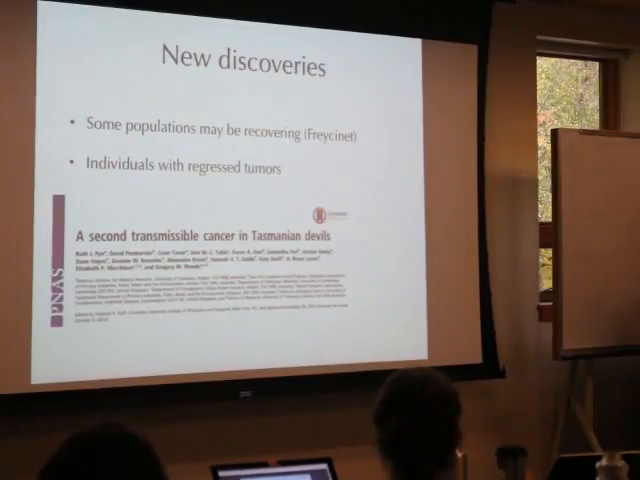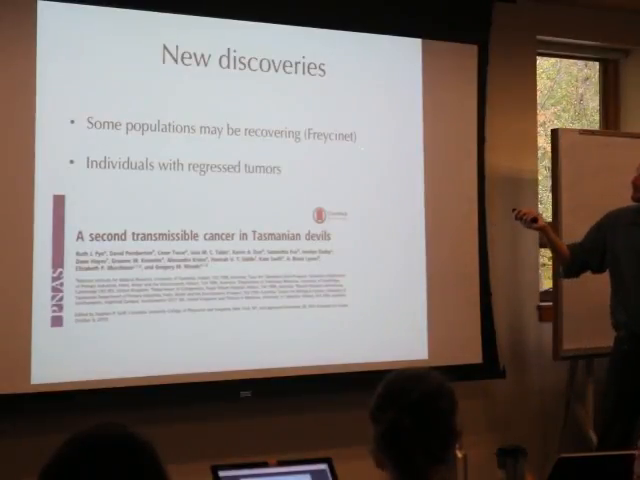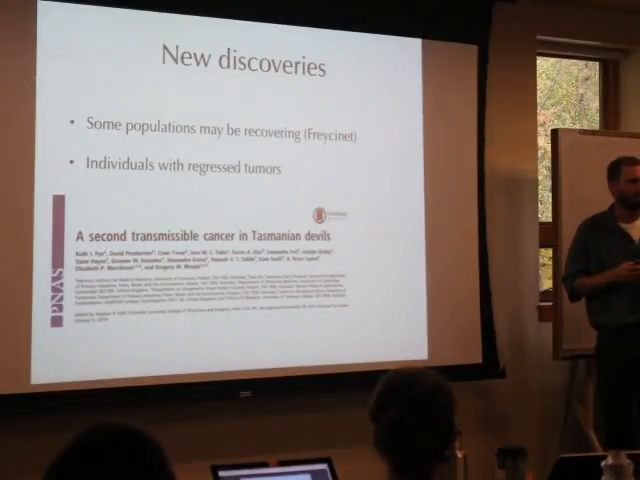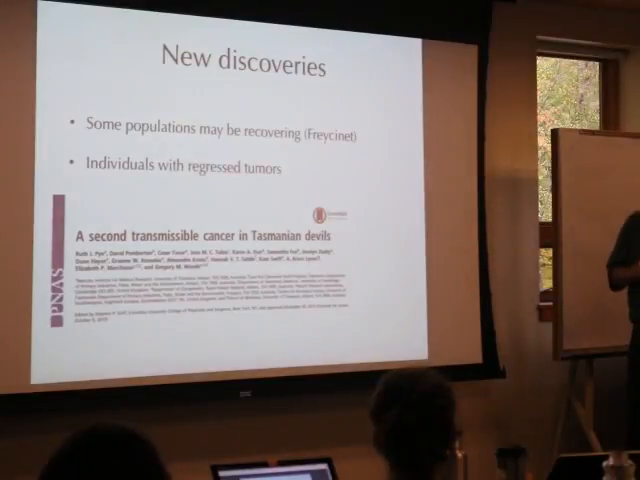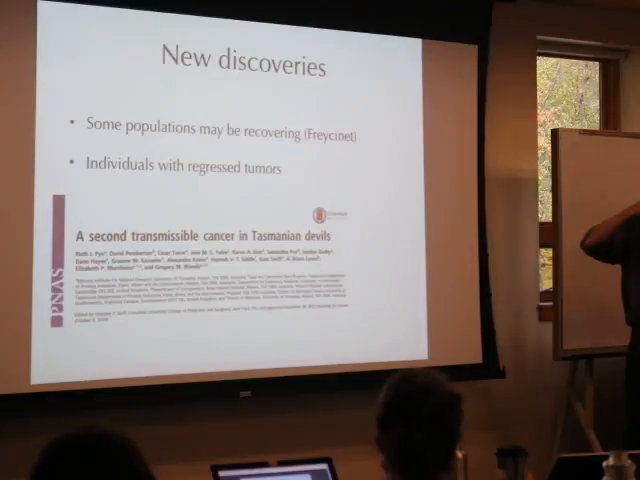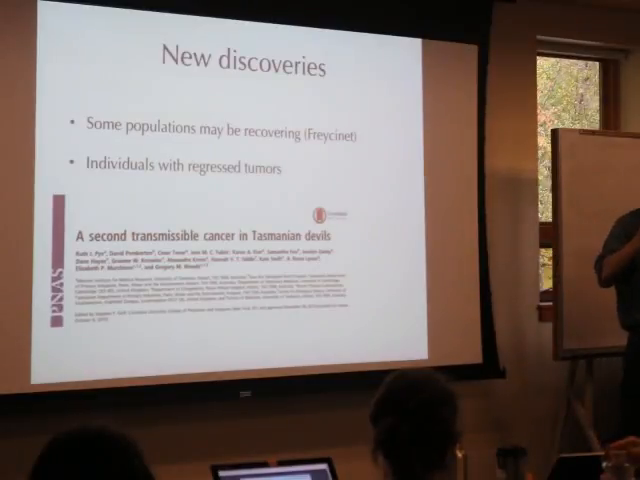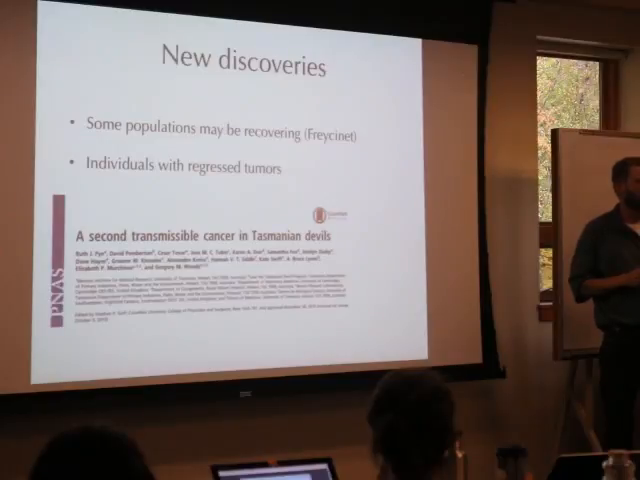Okay, some new things. Some populations now seem to be recovering, including this one. Basically, this one that was in the study seems to be rebounding in numbers. So we're looking into that. There are some individuals that are showing regressed tumors. They get caught with the tumor on their face, and they get caught 6 months later and the tumor has shrunk or even disappeared entirely. And that's just in the past couple of years that's been observed.